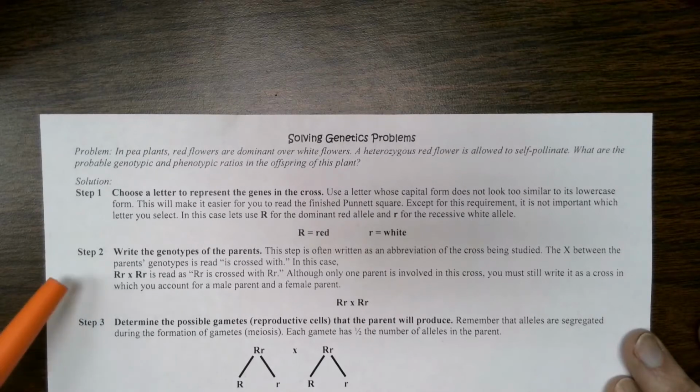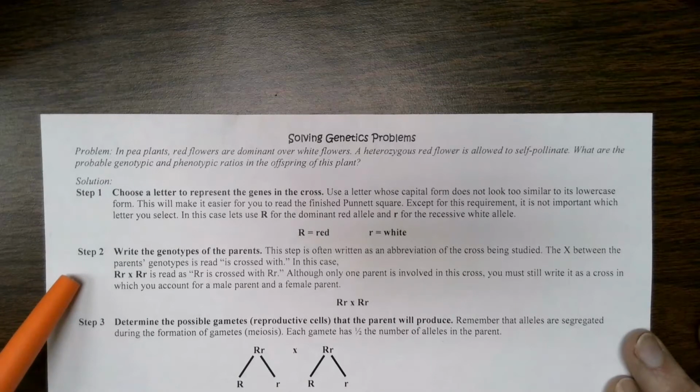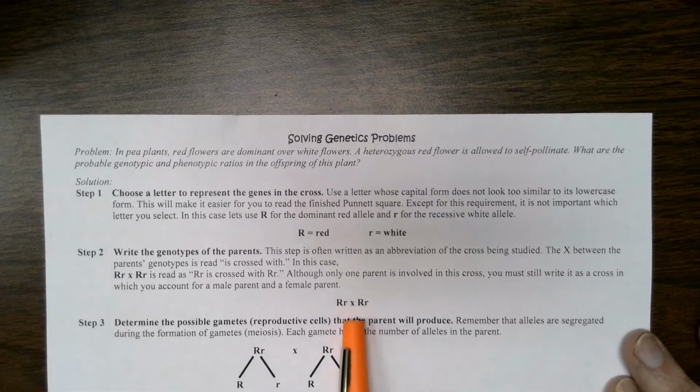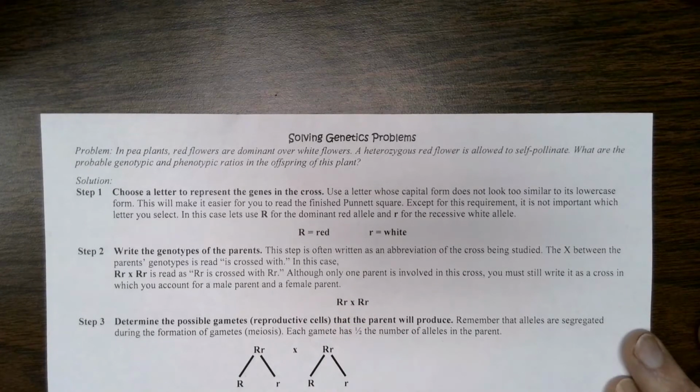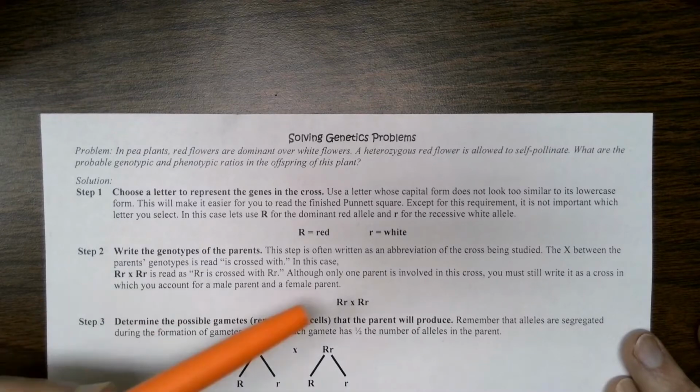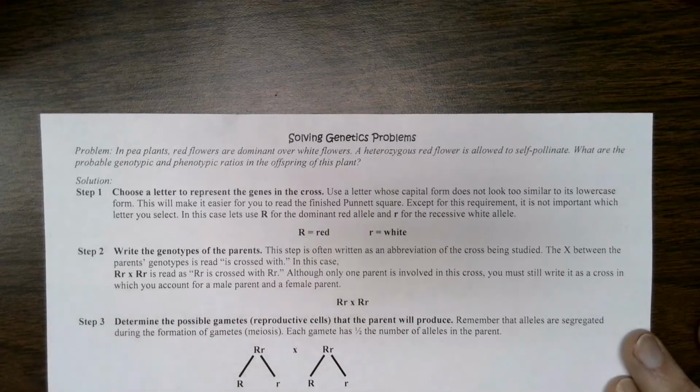And then for step 2, you're going to write the genotypes of the parents, with a little X in the middle. And so that means that it's crossed with. So since this is just self-pollinating, in this particular example, both parents, quote unquote, even though it's the same plant, are going to be heterozygous with one dominant and one recessive allele.